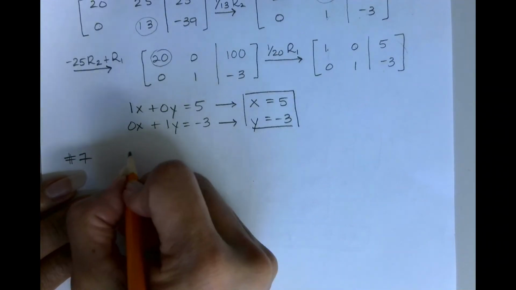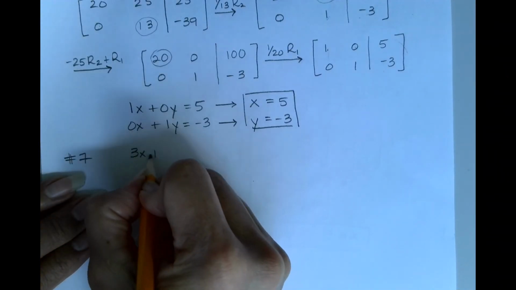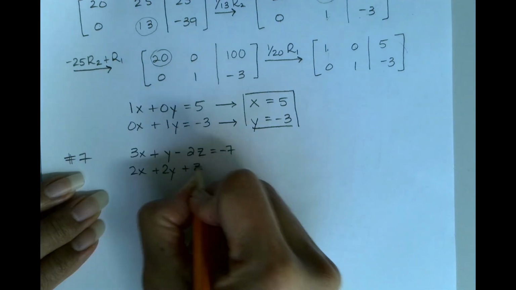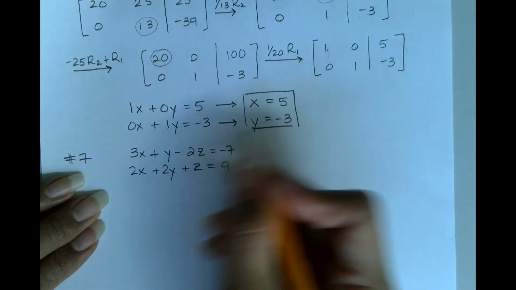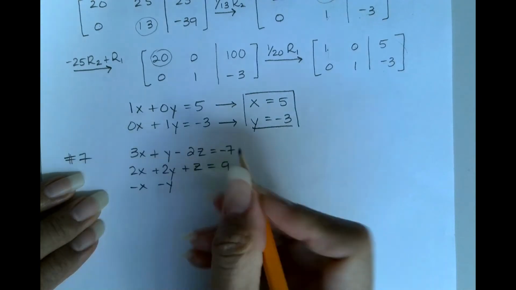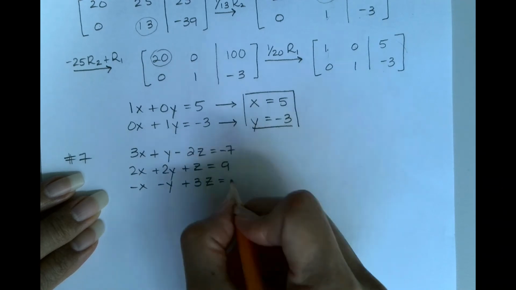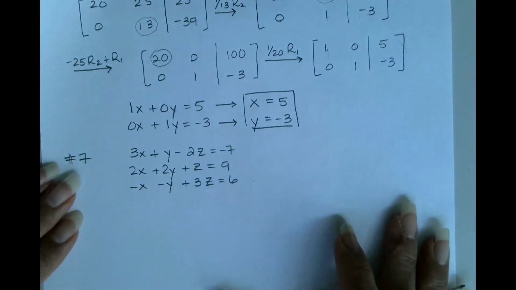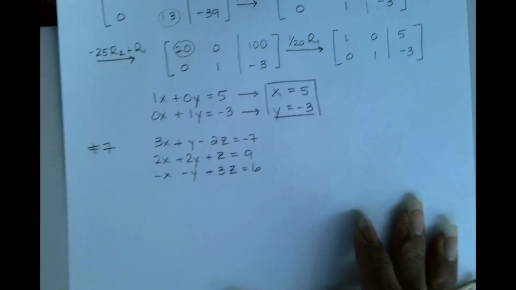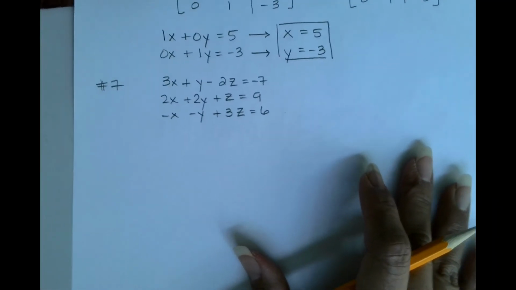the setup was the following: 3x plus y minus 2z equals negative 7. 2x plus 2y plus z equals 9. And then we had negative x minus y plus 3z equals 6. So let's go ahead and rewrite these using this method that we just learned. Let us practice.